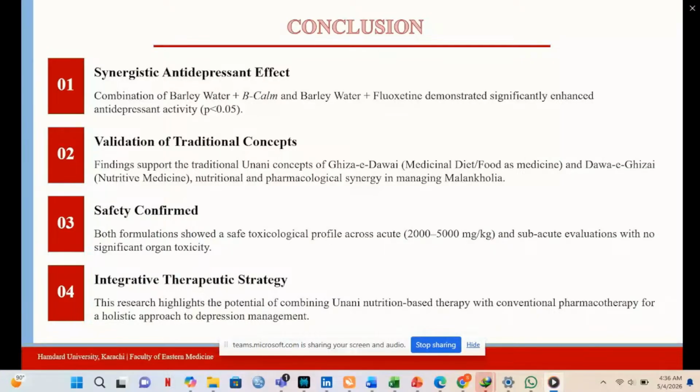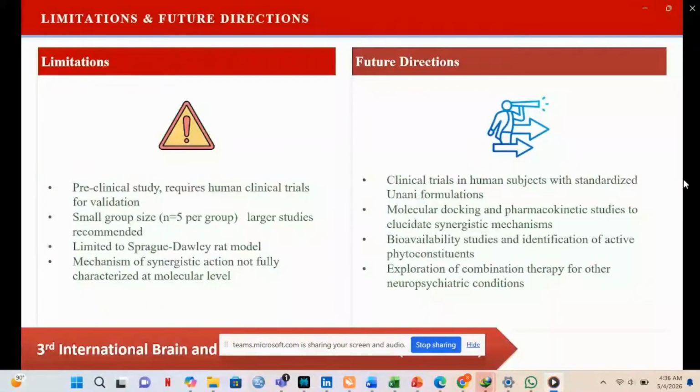So the future direction of the study can be a clinical trial in human subjects with standardized Unani formulations, and molecular docking and pharmacokinetic studies to elucidate the synergistic mechanisms can be done in future. And bioavailability studies and identification of active phytoconstituents can be done in future, and the exploration of combination therapy for neuropsychiatric disorders other than depression can be done in the future.